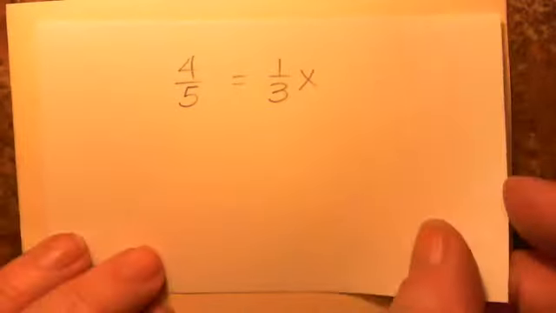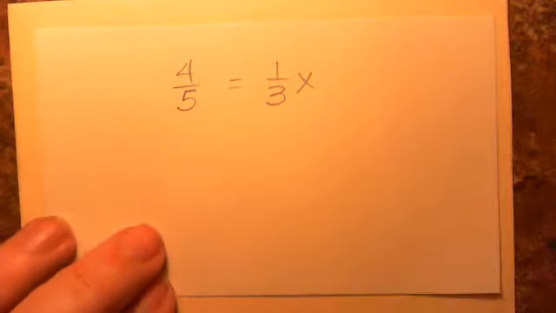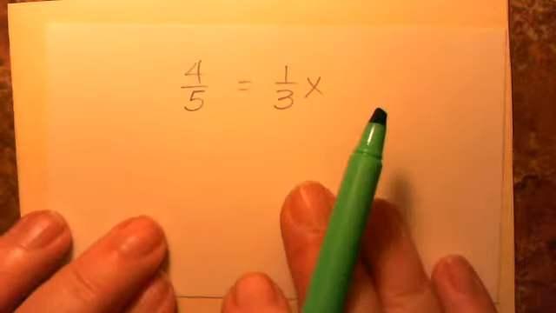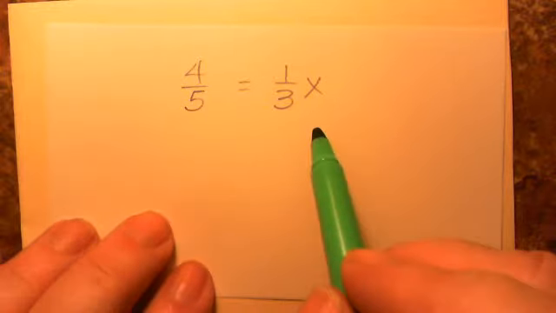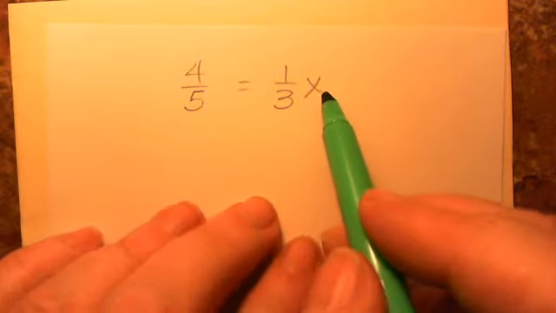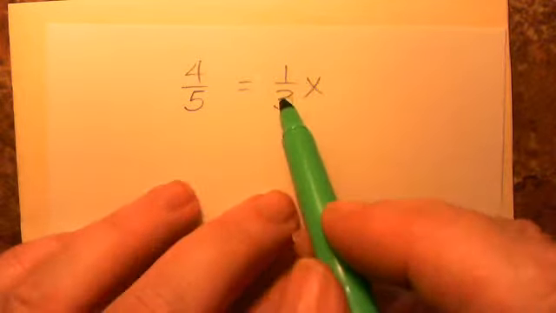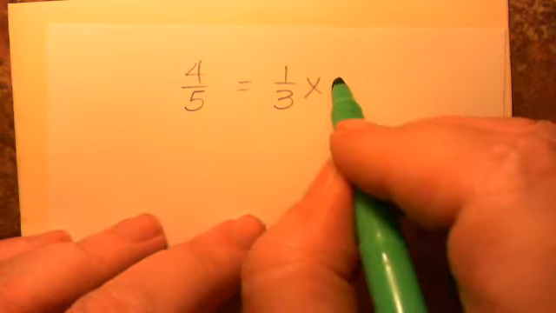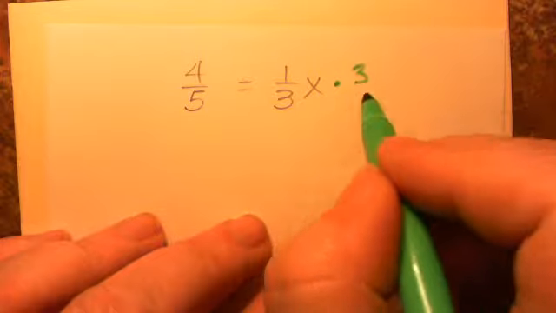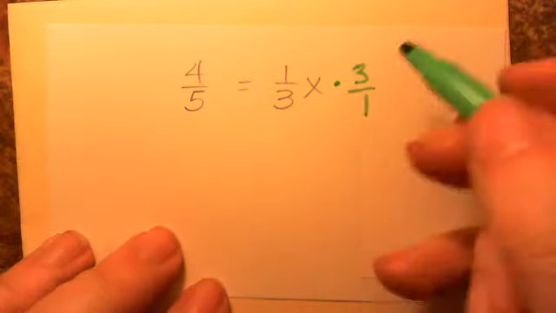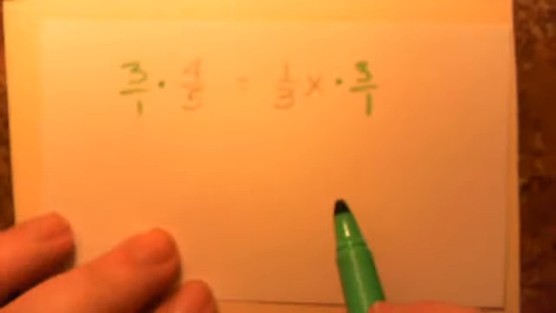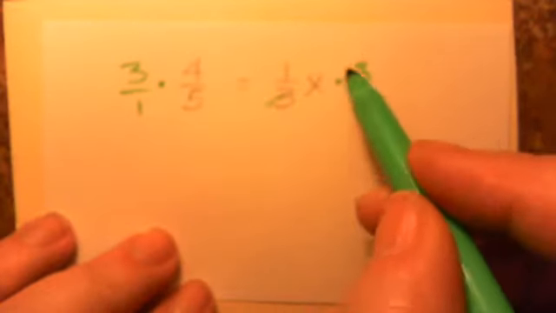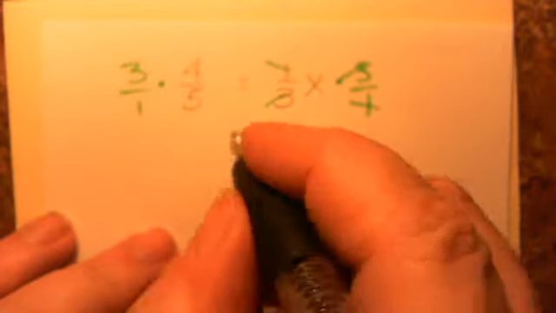Well, let's try another one of those. Okay, so we need to multiply by the reciprocal to get x by itself. So the coefficient is 1/3, so the reciprocal is 3 over 1. We have to multiply both sides by 3 over 1. And here, everything cancels, and x is by itself.